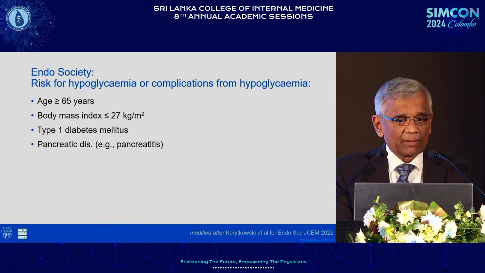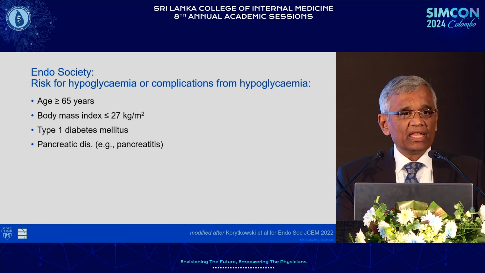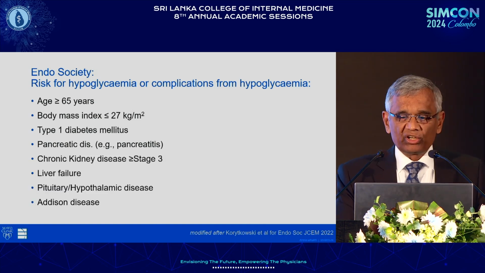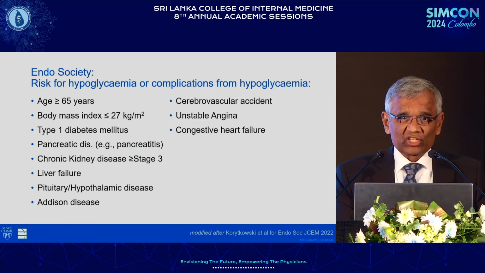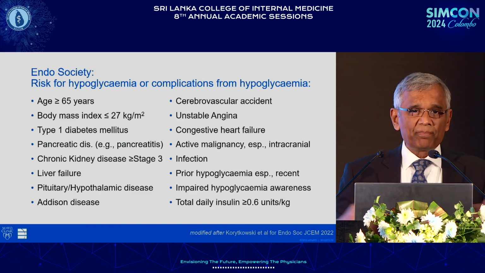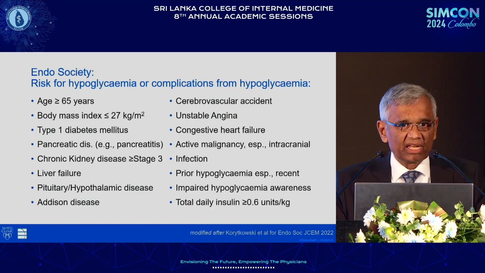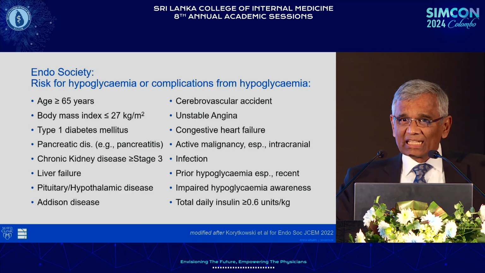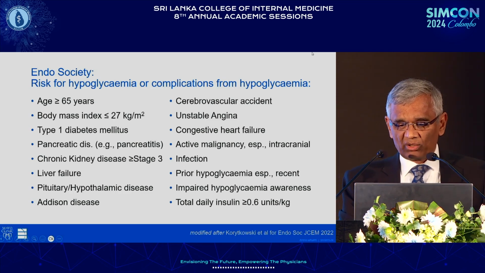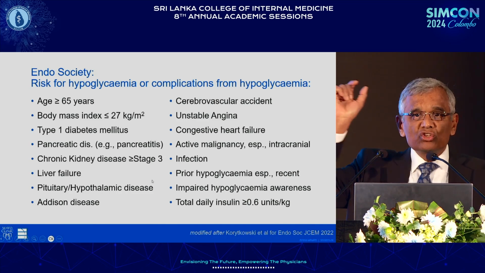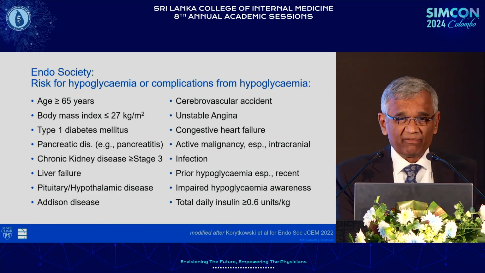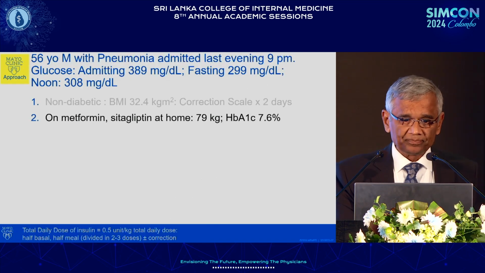And who are they? These are people who are older, have lower BMI, type 1 diabetes, pancreatitis, organ failure, Addison disease or pituitary disease, those who have recent cerebrovascular accident, unstable angina, congestive heart failure, malignancies, infections, and prior episodes of hypoglycemia, unawareness, or large insulin doses used. So these are the people who are more likely to develop hypoglycemia, except the last, the total insulin daily dose being high. All others, we use small doses of insulin to begin with, and we may have to go up if they don't work down the line, but we don't want to start with a larger dose of insulin.